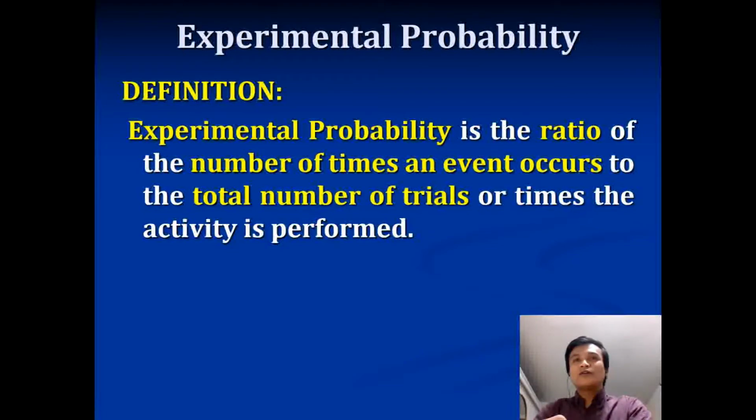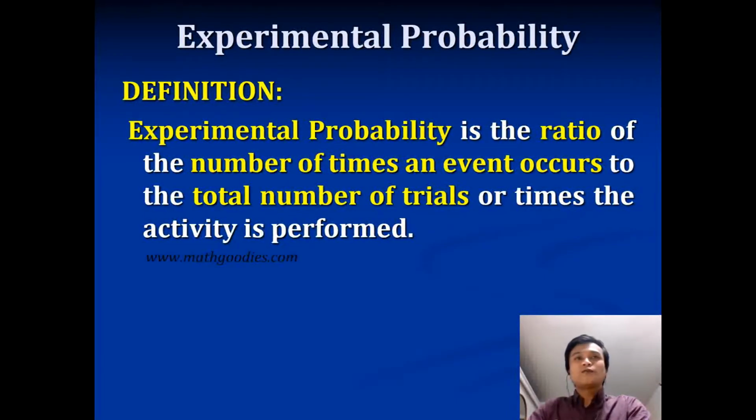It is the ratio of the number of times an event occurs, which is our numerator, to the total number of trials, which is our denominator, or the number of times the activity is performed. Therefore, we are dividing here to get the experimental probability. To understand this definition, we need to work on examples.